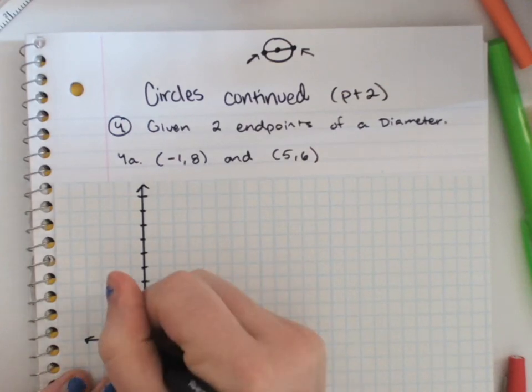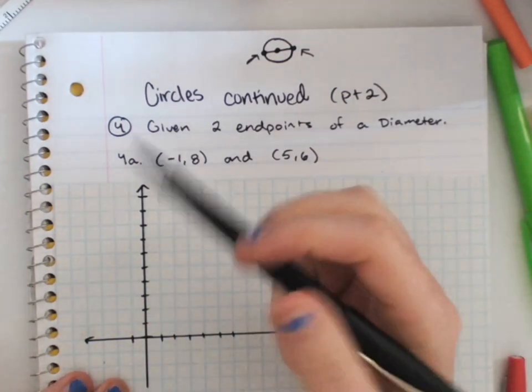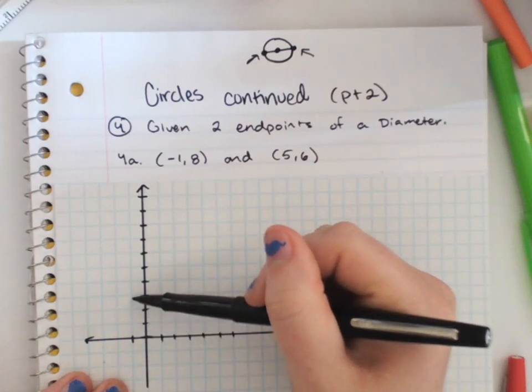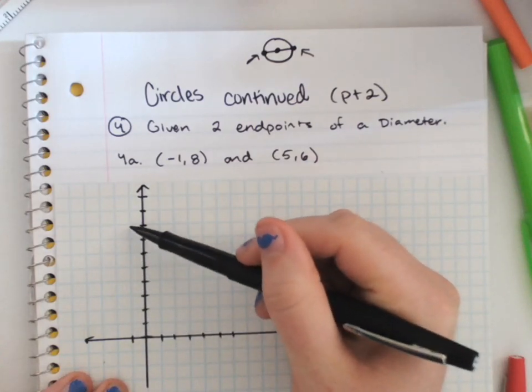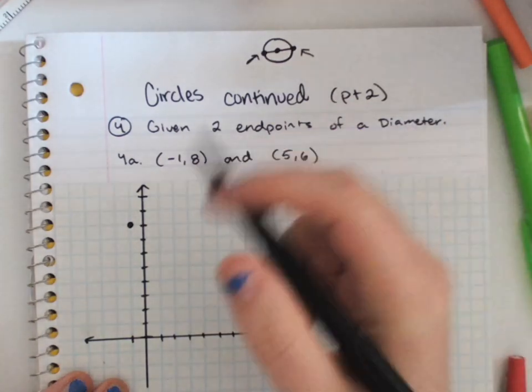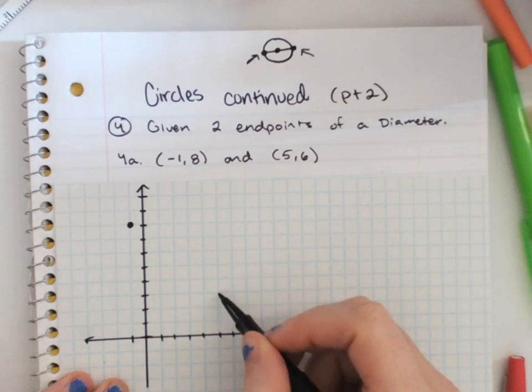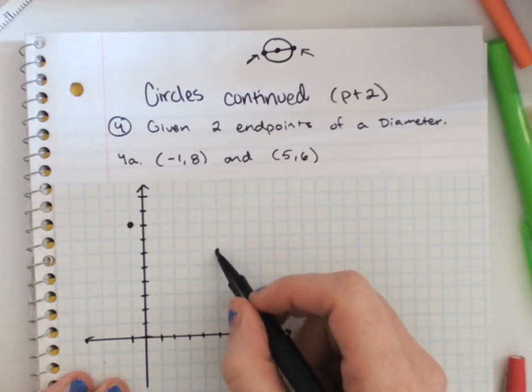I'm going to go ahead and plot my 2 points. We've got -1, 1, 2, 3, 4, 5, 6, 7, 8. And we've got 5, 6. 1, 2, 3, 4, 5. 1, 2, 3, 4, 5, 6.